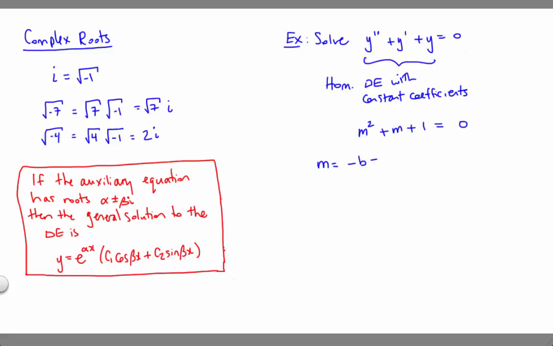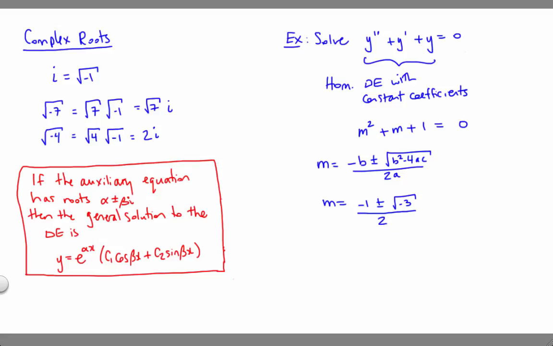m is going to be -b plus or minus the square root of b squared minus 4ac, all over 2a. And specifically for our problem here, that's going to look like -1 plus or minus the square root of 1 squared minus 4. So overall, minus 3 under that square root. And that's all over 2.